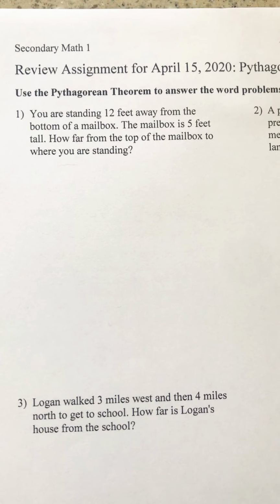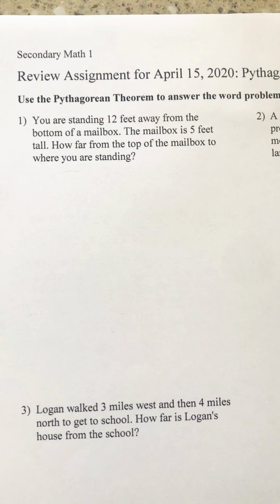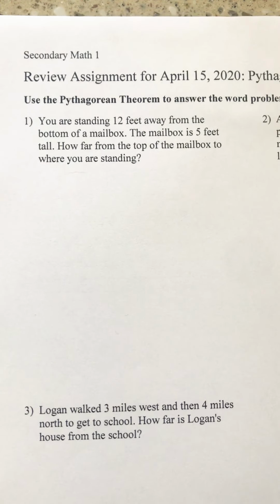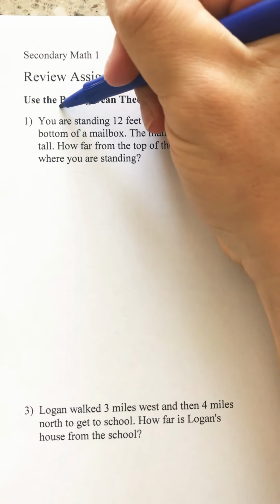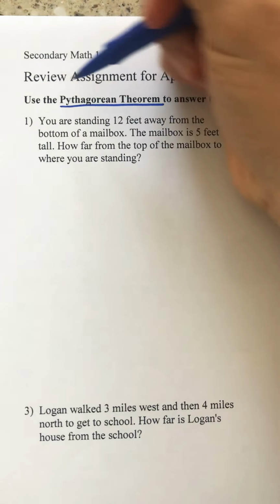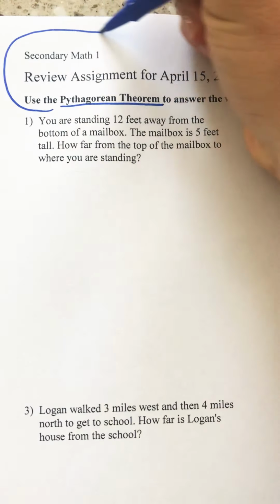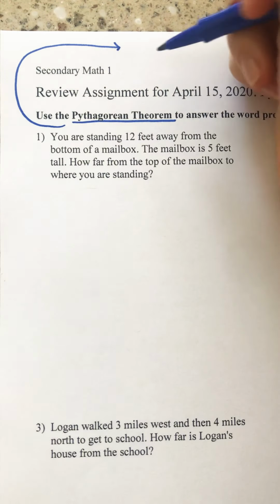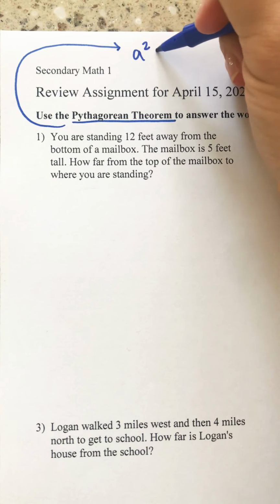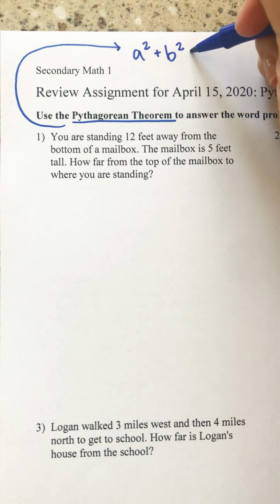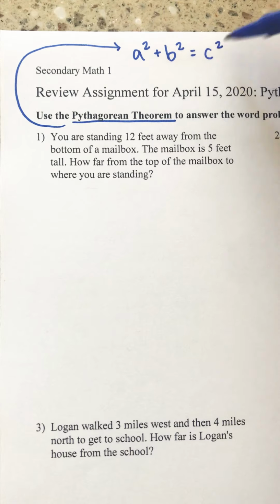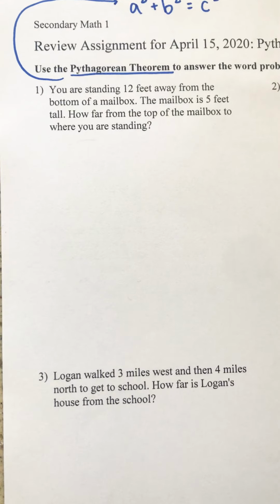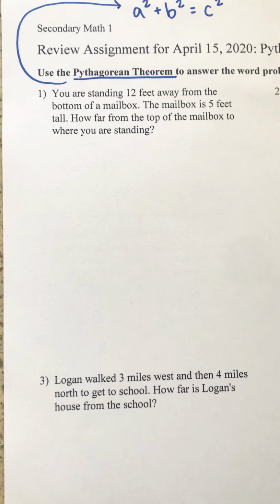But before we get started on anything, let's write down what our Pythagorean theorem is. So I'm going to underline Pythagorean theorem, draw an arrow up here, and write down our actual formula. Okay, we know that Pythagorean theorem: a squared plus b squared equals c squared. Okay? Awesome. Okay, number one, let's get right into it.